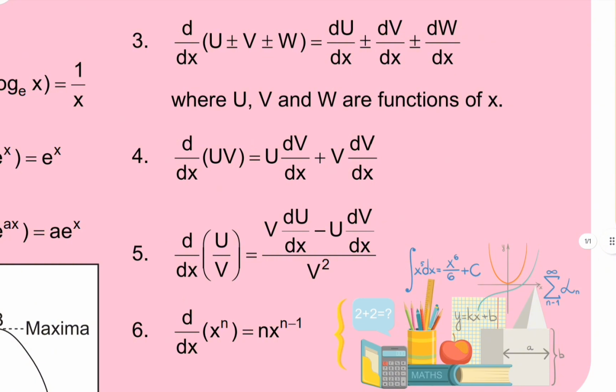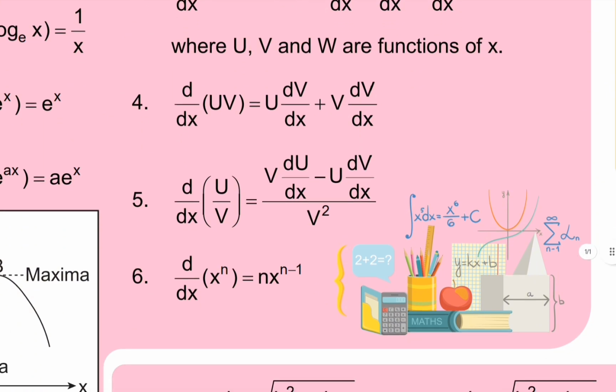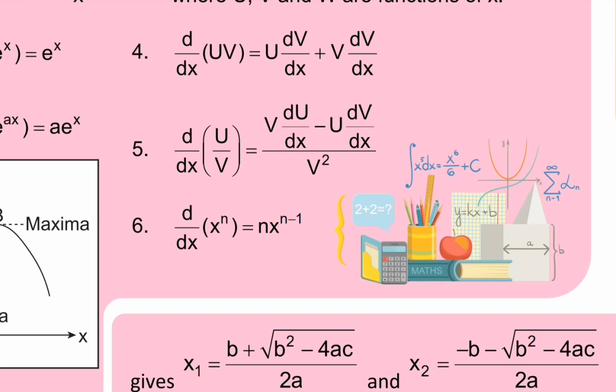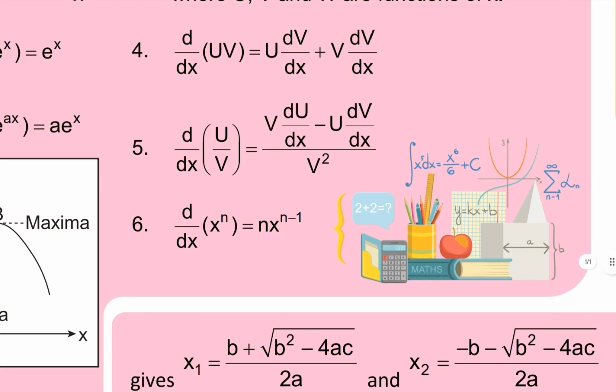And then we have the product rule and the quotient rule. For the product rule, we have the first into the derivative of the second plus the second into the derivative of the first. And the quotient rule: denominator into derivative of numerator minus numerator into derivative of denominator, divided by denominator square. Then d by dx of x raised to n is equal to n into x raised to n minus 1.